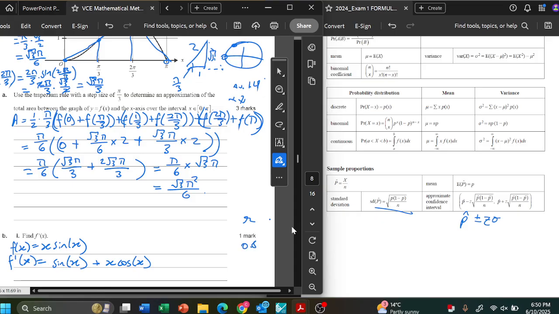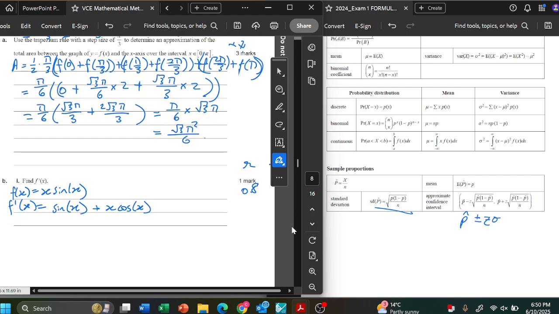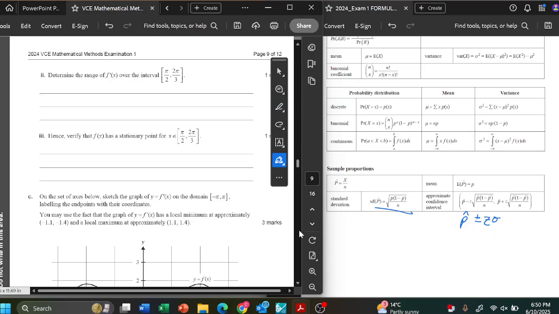This question here, 0.8 was the average mark, an 80% success rate. Most people are getting this question right, so that question should not be too much trouble for you guys. The next question here, again, maybe it's slightly harder.